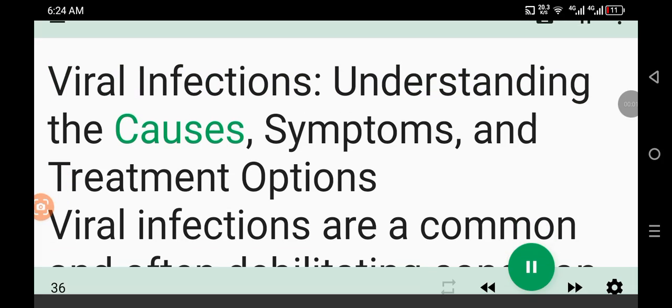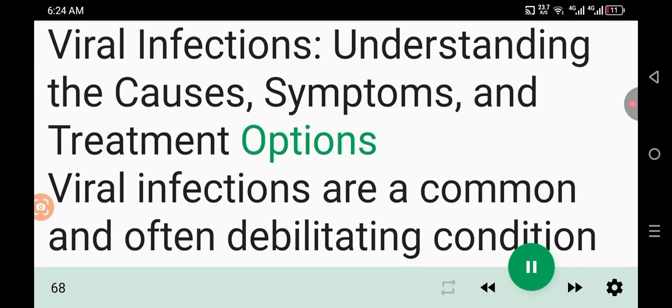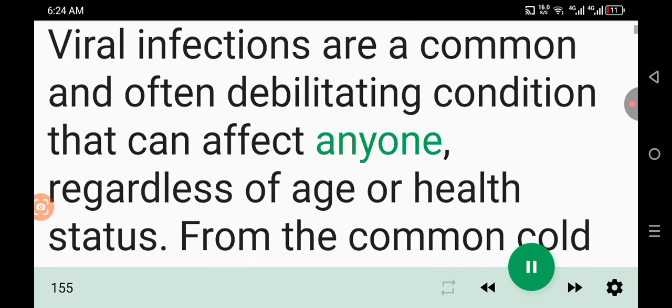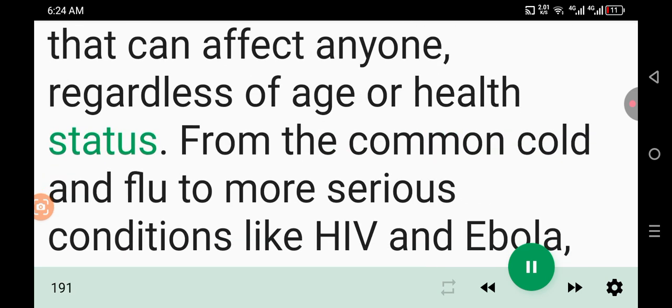Viral infections: understanding the causes, symptoms, and treatment options. Viral infections are a common and often debilitating condition that can affect anyone, regardless of age or health status.